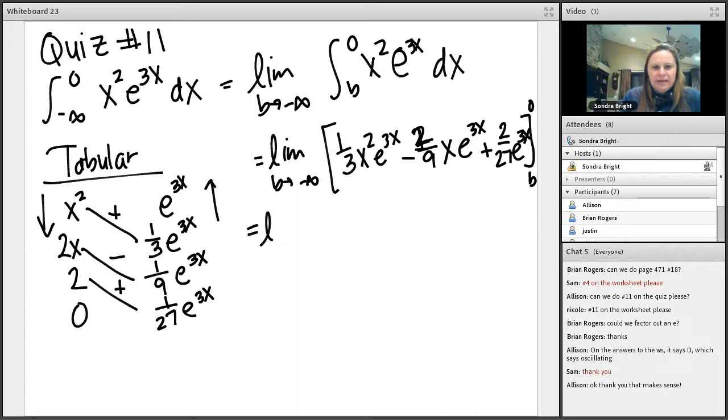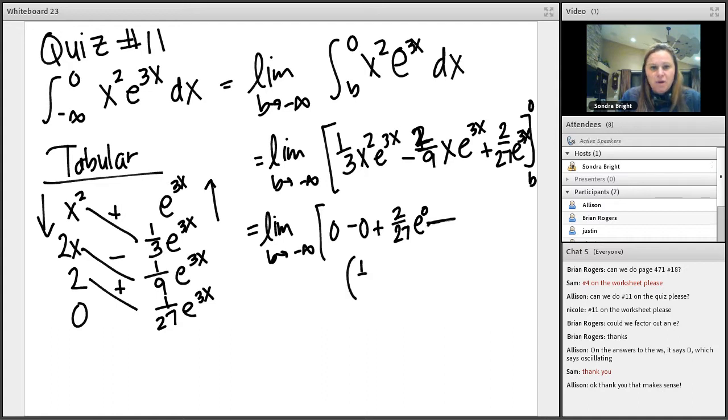All right, so plugging in a 0 into there, you would have 0 minus 0 plus 2/27 times e to the 0, so that's just a times 1, and then subtract from that, and I'm going to for sure run out of room, so I'm going to come, it's a subtract, and then plugging in b would be 1/3 b squared e to the 3b minus 2/9b times e to the 3b, and then plus 2/27 e to the 3b.